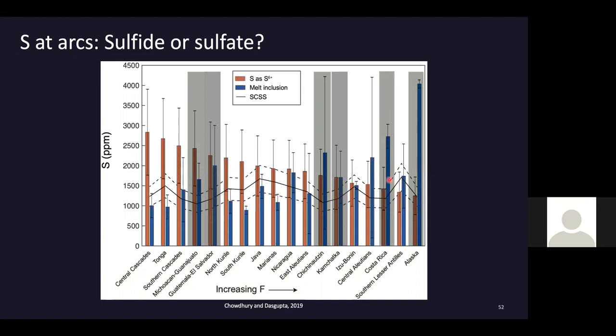However, at arcs like Alaska and Costa Rica, the melt inclusion sulfur content is so high that even sulfur as a sulfate species cannot explain this value. We argue that sulfate undersaturated magma, that we have previously shown in arcs like this, during its ascent beneath the arc volcanoes, can assimilate sulfur from the crust, leading to the high sulfur content that we see in the melt inclusions.